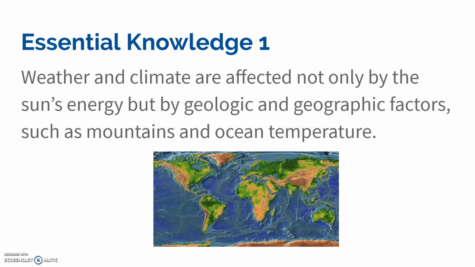So that's why, for example, looking back at the deserts, it's not all perfectly at the 30-degree latitude. There's more going on than just the sun's energy and where it is on the globe. All this stuff can affect it.